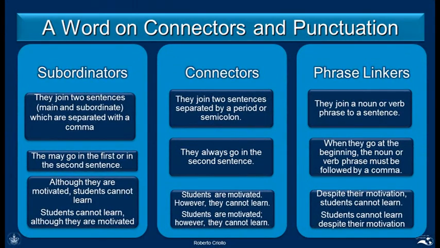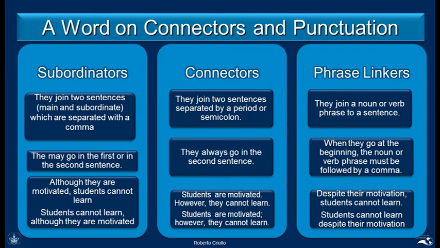I have a little word on the use of these connectors with the appropriate punctuation, because sometimes we use the connectors but we do not use the correct punctuation, and that is because we cannot make a clear difference between subordinators, connectors, and phrase linkers. So I'm going to tell you what they are all about, and I'm going to show you some examples.